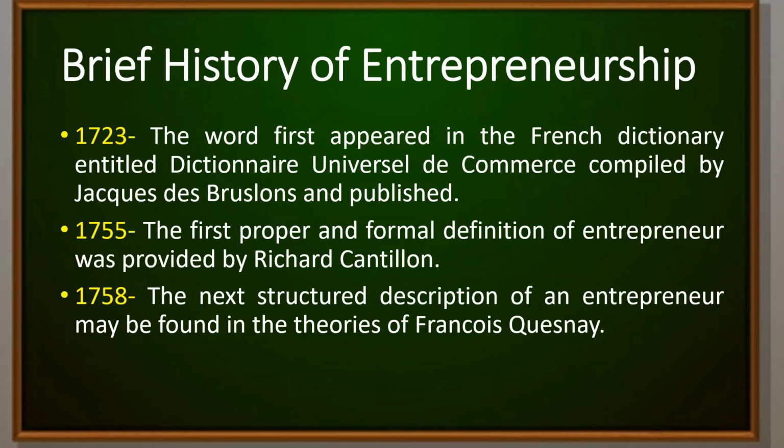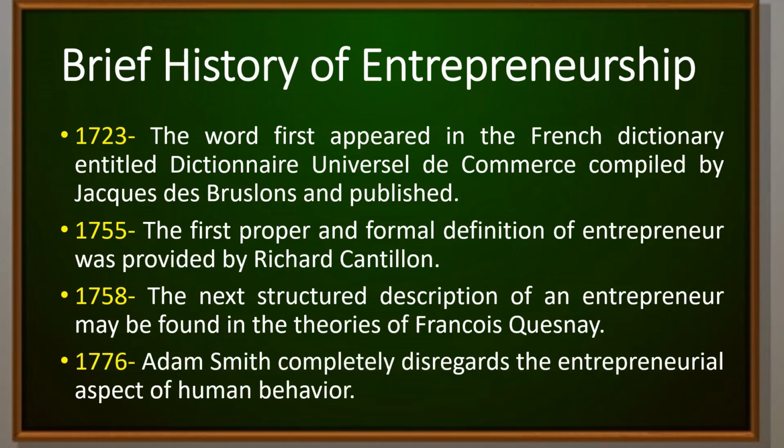1758: Following Cantillon's definition of an entrepreneur, the next structured description of an entrepreneur may be found in the theories of François Quesnay, published in 1758. These theories brought forth the organizational and innovation-related aspects of an entrepreneur's ability.